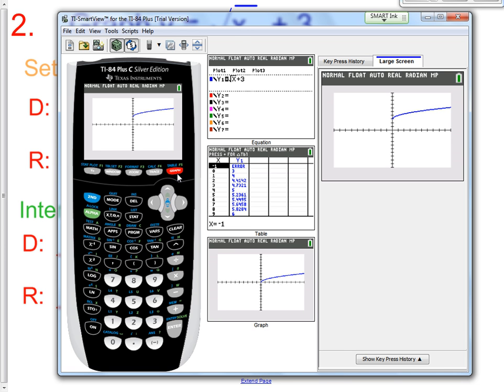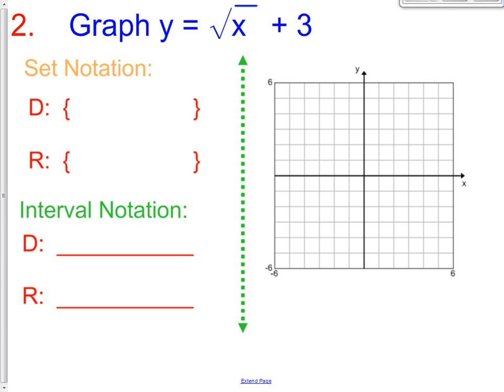It's very, very simple on why this happens. If you just take a look at this and just think about it, what happens when x is 0? Well, the square root of 0 is 0, and then 0 plus 3 is 3. So we get a y value of 3. What happens when x is a positive 1? What's the square root of 1? It's 1. And then 1 plus 3 is 4. So when x is 1, y is 4.